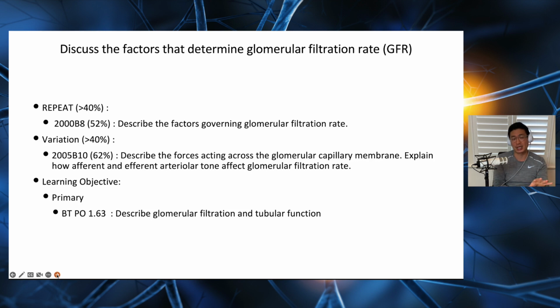And this is based on learning objective primary BTPO 1.63, word for word, describe GFR and tubular function. Just remember that one equation where you've got forces in one direction and other than oncotic forces, so pressure forces and oncotic forces. If you just delineate all the factors for each of those, then suddenly you have an answer that just appears, requiring very little memory.